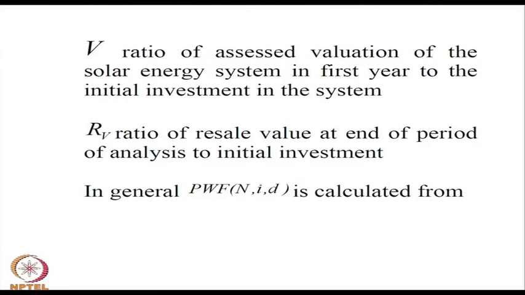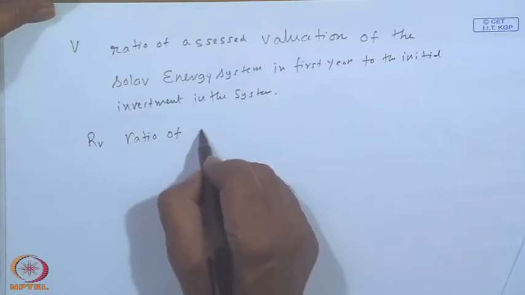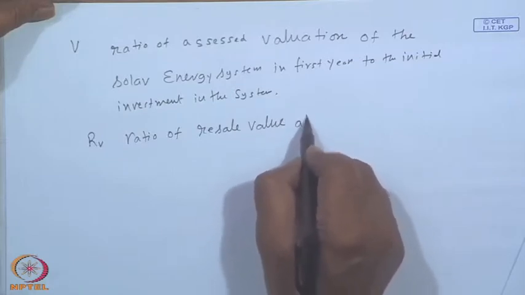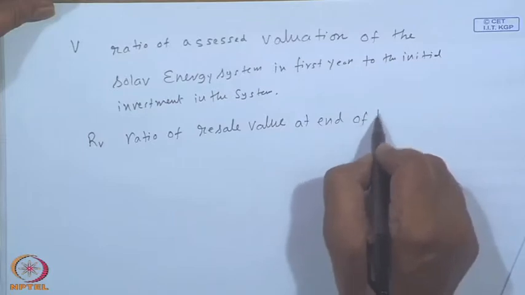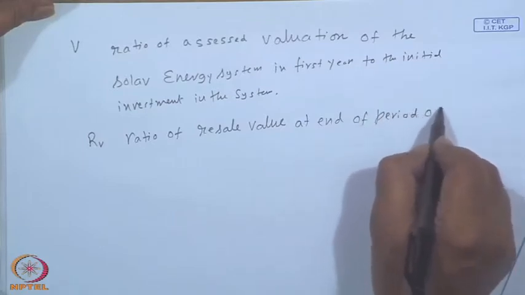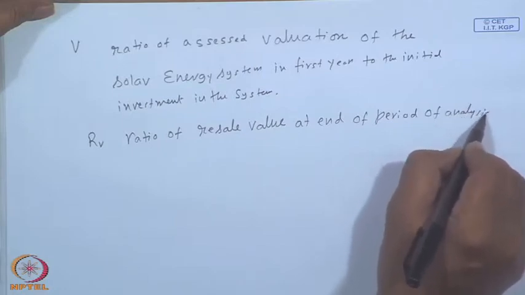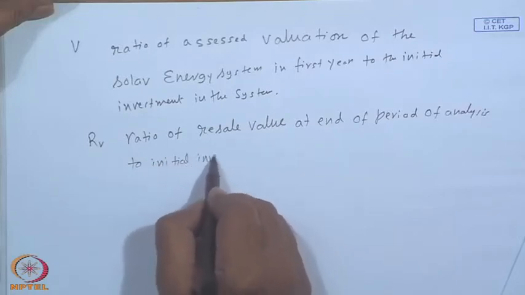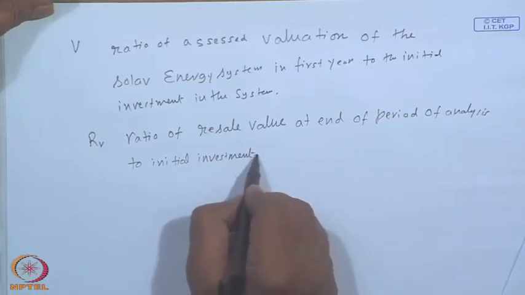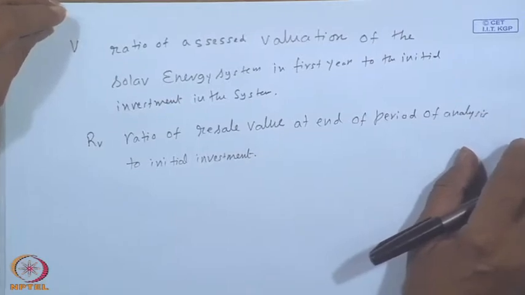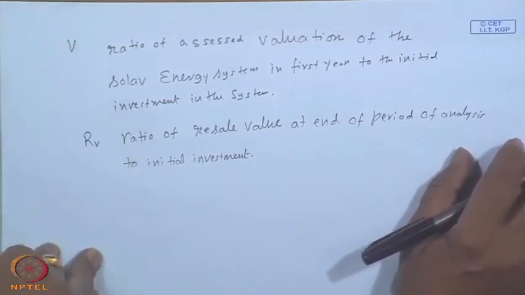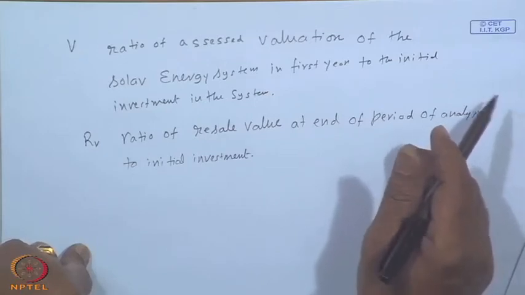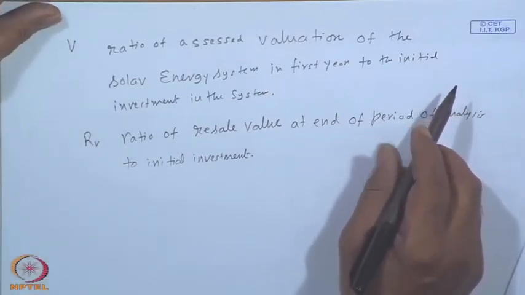RV is the ratio of resale value at end of period of analysis to initial investment. So, this could be a factor 1, less than 1 or even more than 1 if the inflation is high. So, one has to find out if the RV is higher, it is a better system. In general, the economic viability will become better and better.